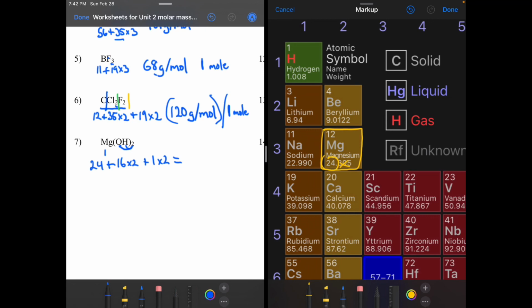Let's do it. 24 plus 16 times 2 plus 2. You don't have to do the times 2 on the hydrogen, you can just figure that out. So that is going to give us 58 grams per mole. And what that means again is for every one mole, you always have 58 grams of magnesium hydroxide. All right, so that was molar mass and how to calculate it, and hopefully that helps.